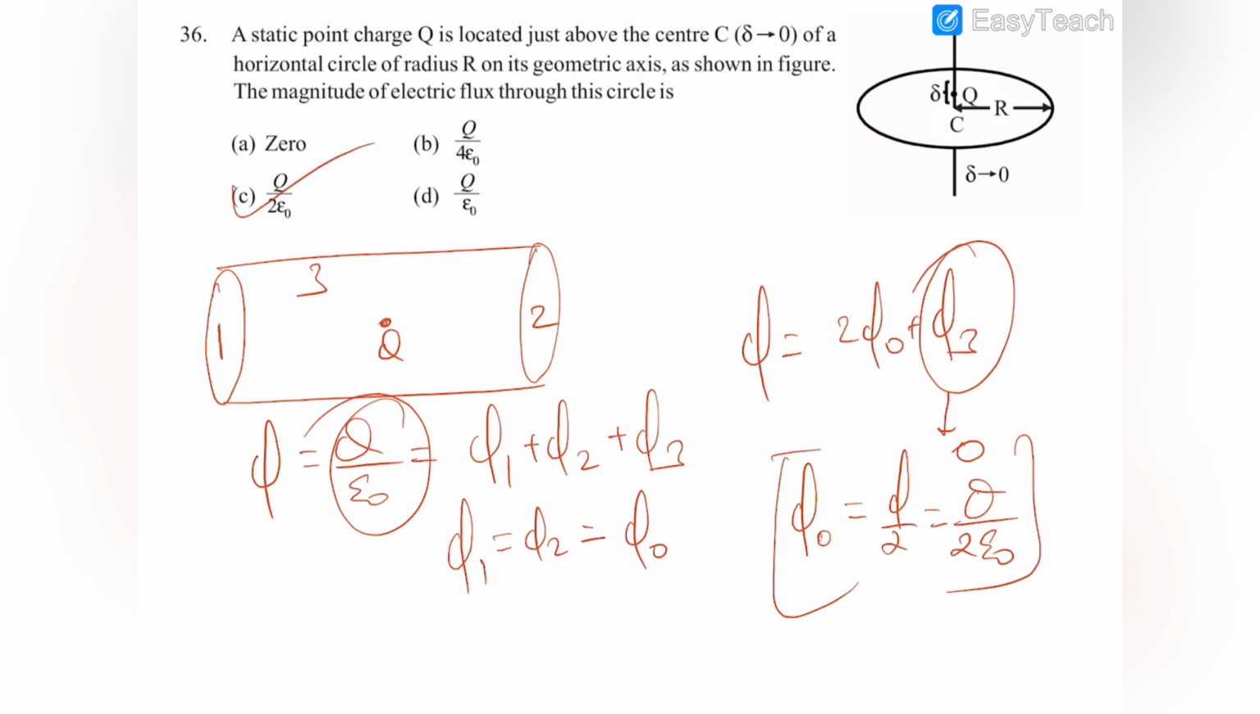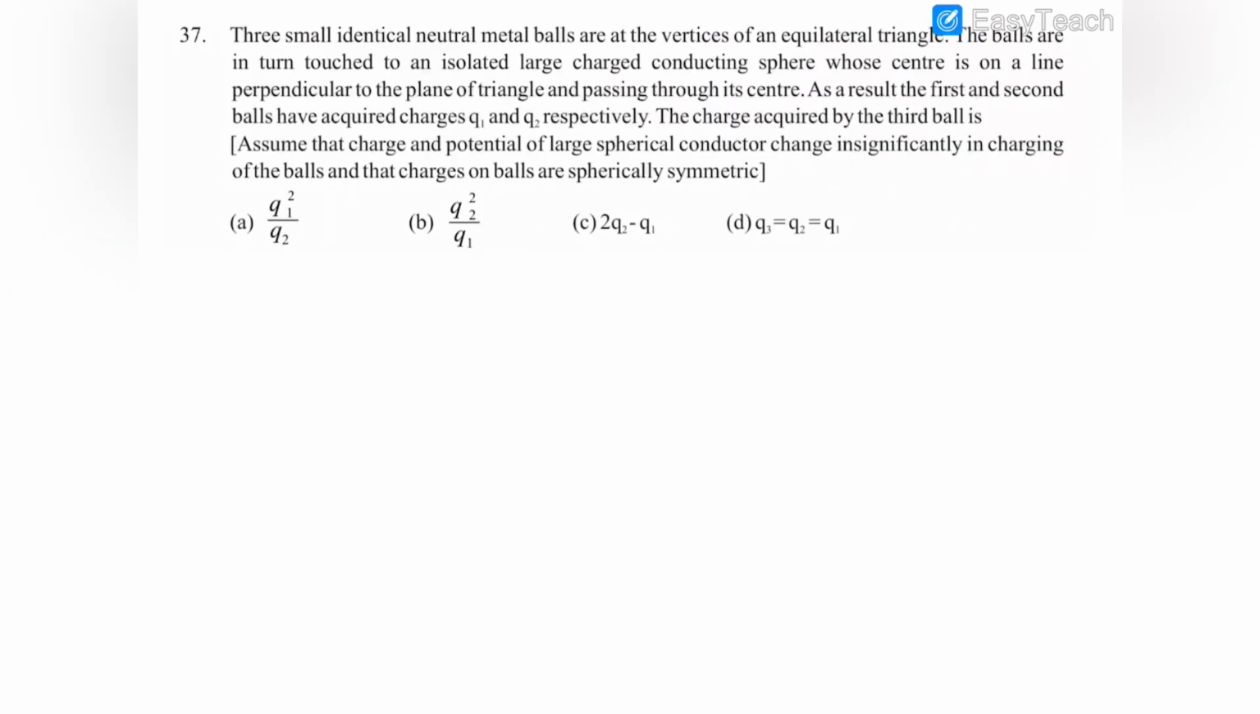Now we move on to the next question. In this question, you can see that there are three small identical neutral spheres. Let us suppose that these are three spheres, and they are kept at the vertices of an equilateral triangle whose side is L. This I have assumed. It is not mentioned in the question.